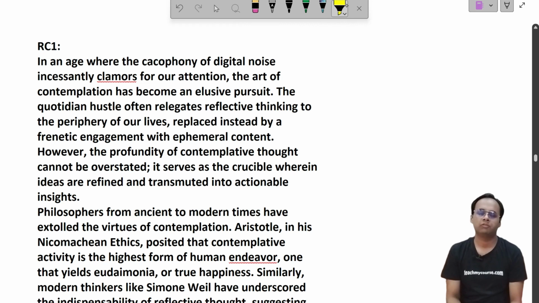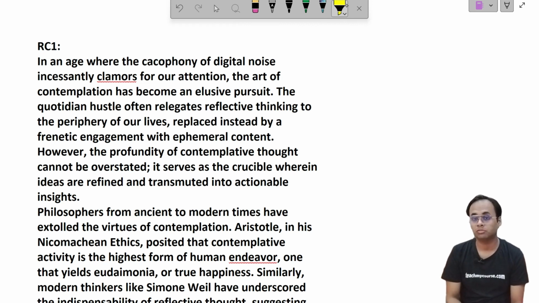Then comes the reading comprehension part. Very important. There will be 3 reading comprehension passages. So this is the first one. Every reading comprehension will be followed by 4 questions. Okay, let us see the first one.